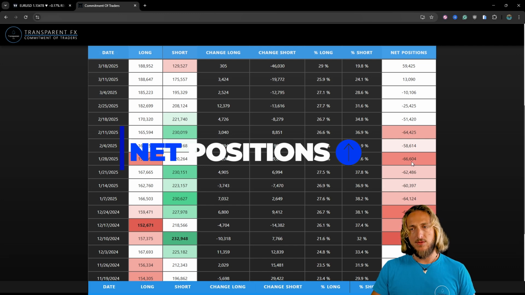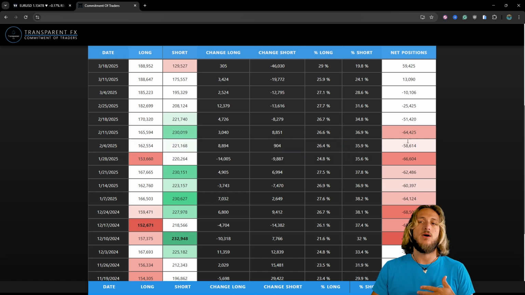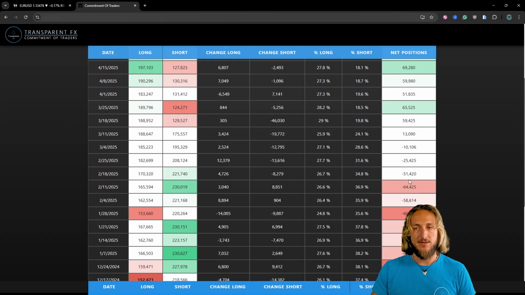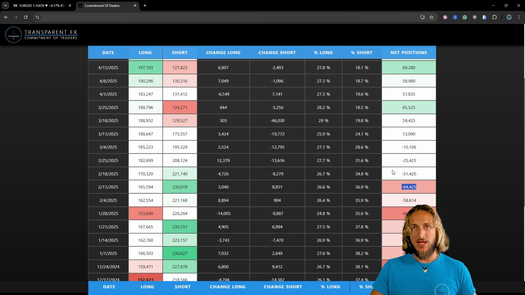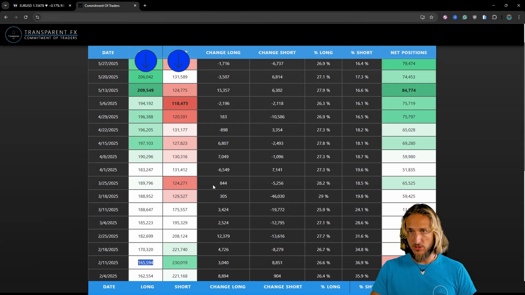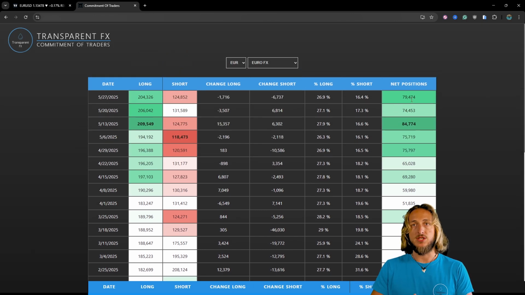And if we look even further back, we can see how we actually had a negative net positioning not much time ago, here with minus 64k net positions. Now, minus 64k net positions means that institutions have more shorts than longs, with 230,000 shorts compared to only 165,000 longs. Now we have the complete opposite, so a positive net positioning with institutions having more longs than shorts, precisely 204k longs compared to 124k shorts.